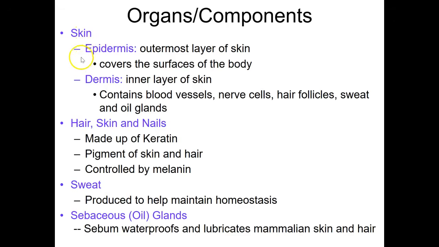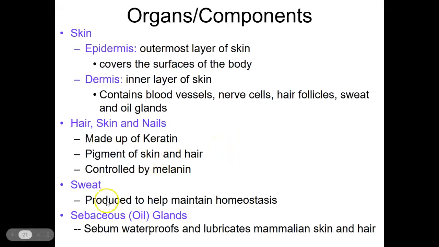So your skin is made of your epidermis and dermis. Your epidermis is the outermost layer of skin. The dermis is the inner layer of skin that has your blood vessels, nerve cells, hair follicles, sweat and oil glands. Your hair, skin, and nails are made up of keratin, which is a protein. And then the pigment of skin and hair is controlled by melanin.